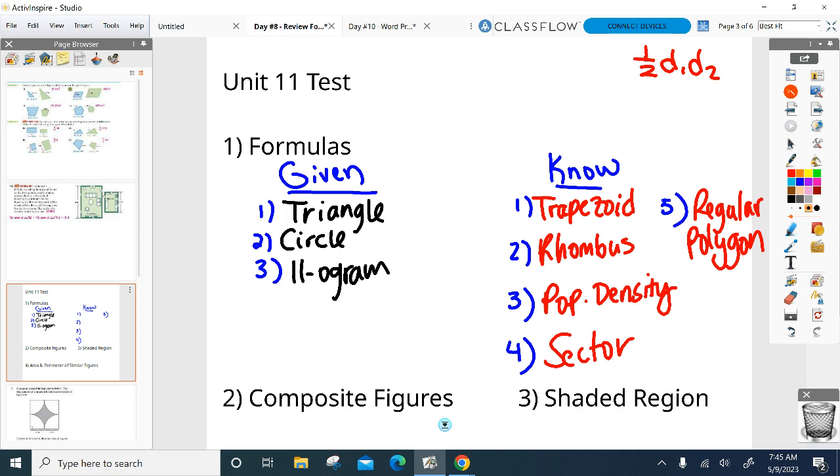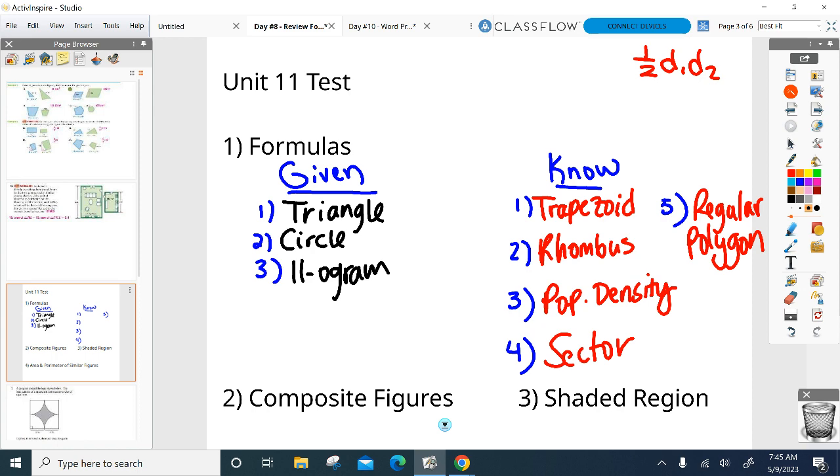All right, and all of these, I'm not going to write them out because all of them are listed in your packet on page 23. Okay, they're all listed there, even the ones on your formula sheet. So if you look on page 23, right at the top, there are all your formulas.